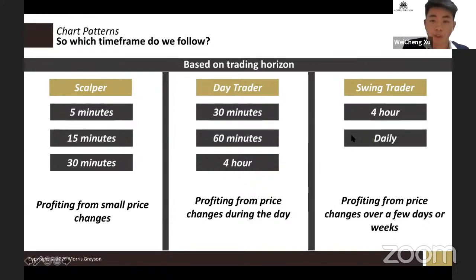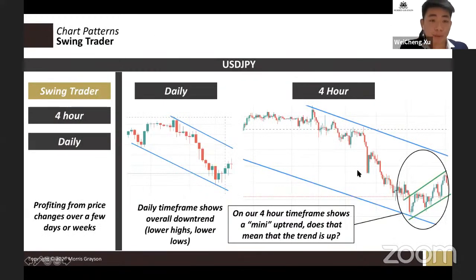And lastly, the swing trader profits from price changes over a few weeks or even a few days. Commonly used time frames as seen here are daily and 4 hour. So let us go through an example of a trade execution by a swing trader, essentially to give you a clearer picture of what it is like to trade in the Forex market.